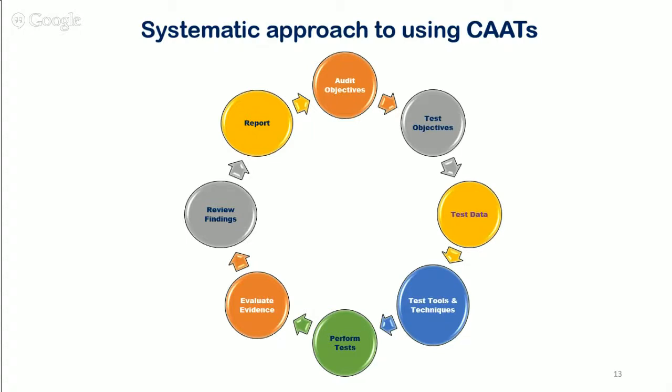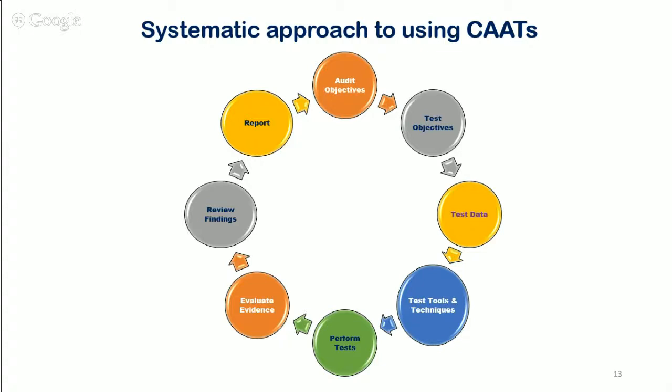First, you identify the audit objectives. What is it that you want to accomplish through the audit? Is it a tax audit? Is it a compliance audit? Or is it an internal audit? Is it an information systems audit? CAATs can be used for various types of audits. Based on the audit objectives, you prepare a list of the test objectives, the various types of controls which need to be tested.